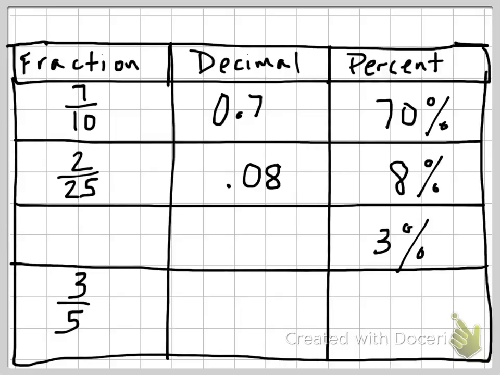Okay, the next one, 3%. So now we need to move in the other direction. We have 3%, and we need to turn it into a decimal. Well, we know that there really is a decimal point here, and if we're going to go from percent to decimal, we have to follow our rule, but we just have to follow it in reverse. We need to move that decimal point 2 places over to the left.